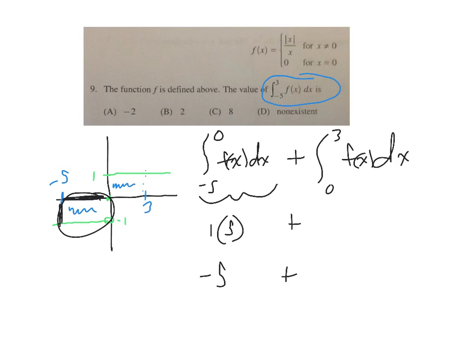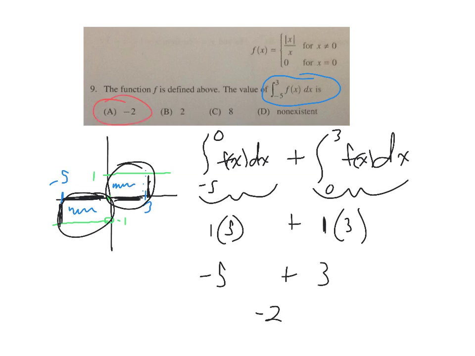We go over here. This is the area for this region. So that is 3 times 1. So again, it's a height of 1 for that 3. We're going to get 3. We put those together, I'm going to get -2, and that is A.